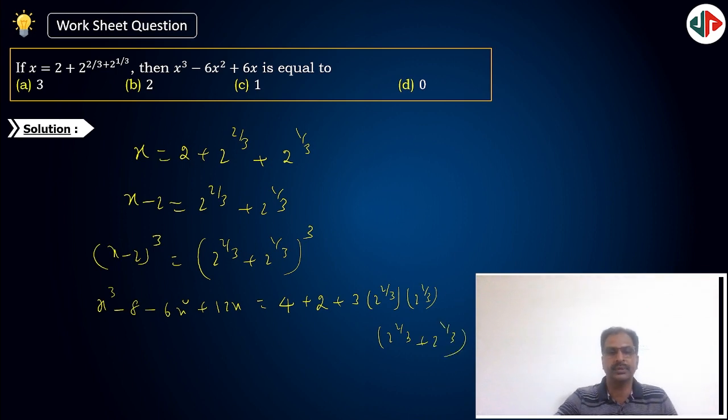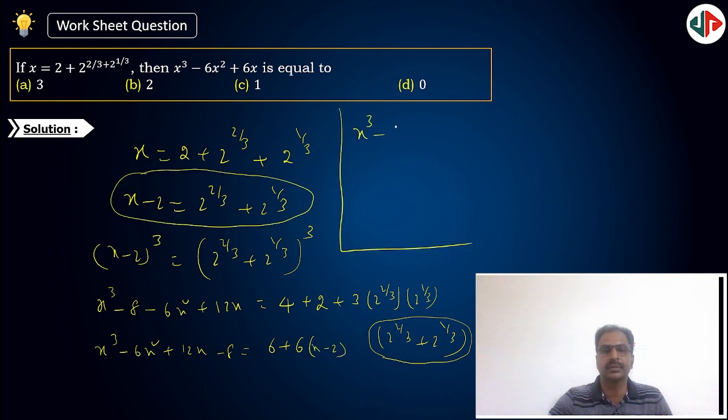(a + b)^3 is a^3 + b^3 + 3ab(a + b). That's what I wrote. So x^3 - 6x^2 + 12x - 8 is equal to 4 plus 2 is 6. 2^(2/3) into 2^(1/3) is 2, into 3, 6. In place of this, I can write x - 2.